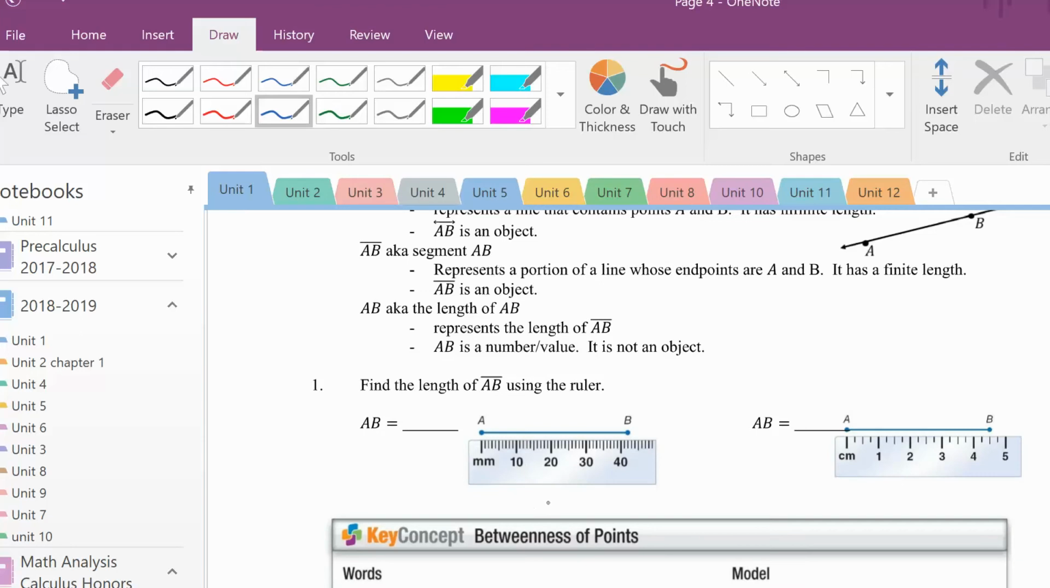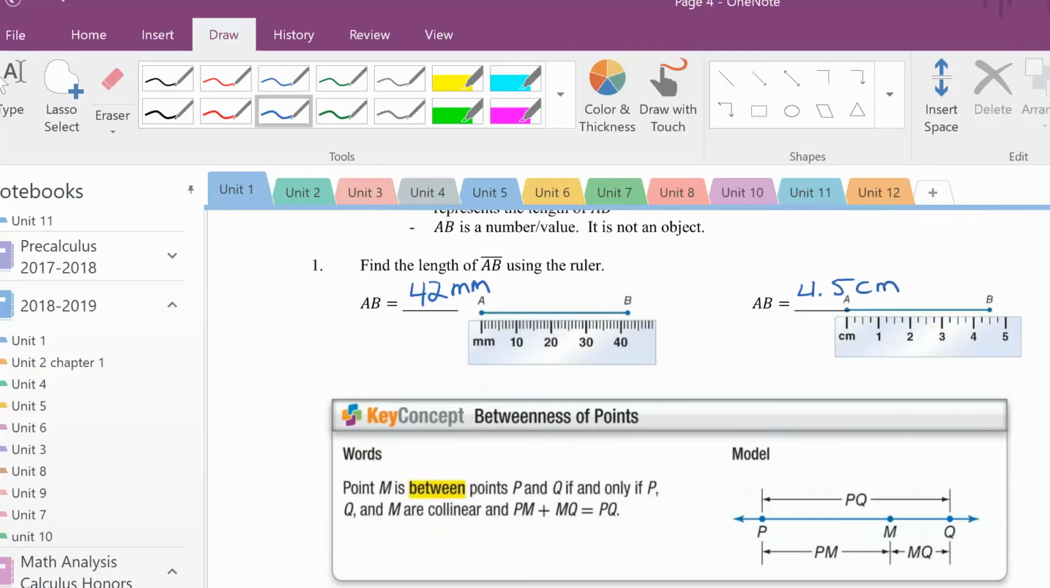So finding the length of segment AB here using the ruler. If you talk about millimeters, each spot is 10. So 10, 41, 42 millimeters here. Don't forget the unit of measure. For centimeters here, we have 4 centimeters and we're halfway to 5. So this would be 4.5 centimeters. So notice the key concept is a line segment you can measure.